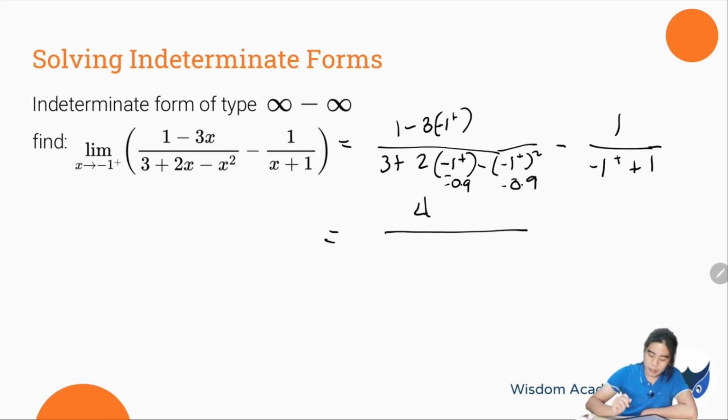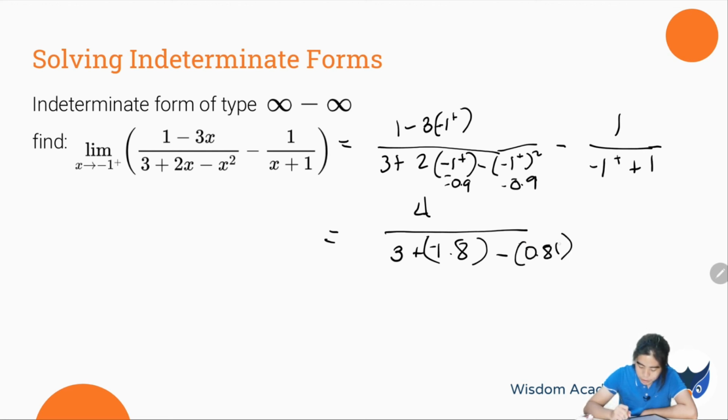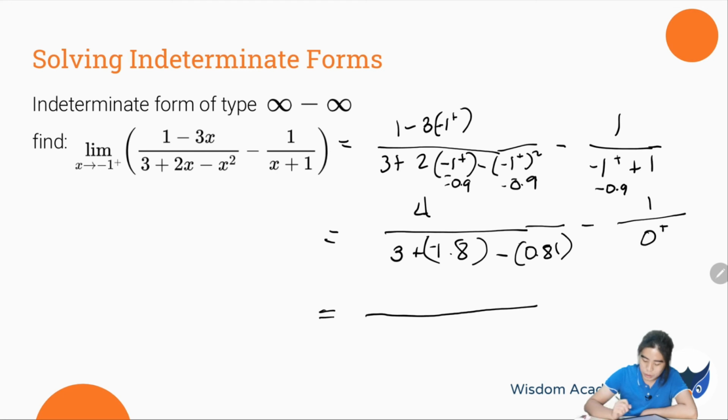So, yun yung gagamitin natin, para hindi tayo malito sa magiging sign ng denominator natin. So magiging 3 plus 2 times negative 0.9. So, magiging negative 1.8 to, minus negative 0.9 squared. So, magiging positive 0.81. Ito, madali naman to. So, isipin natin negative 0.9 din to. So, 1 minus 0.9 is 0 plus. And since ang maging sagot dito is 0.1, so slightly to the right of 0 siya.